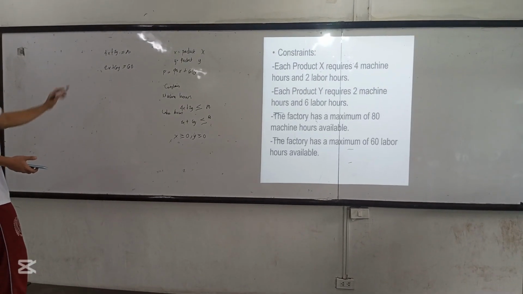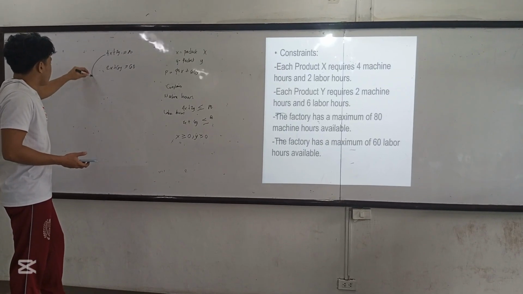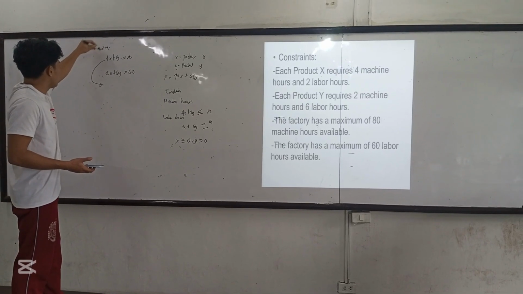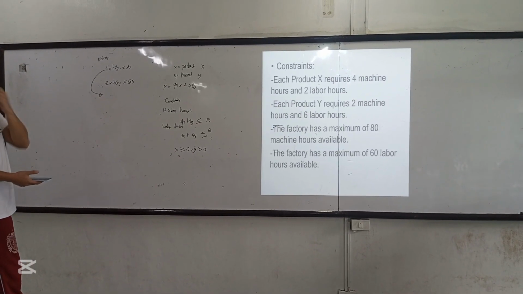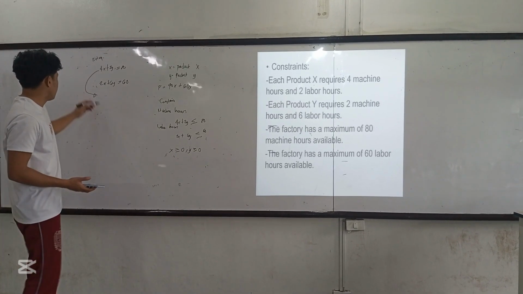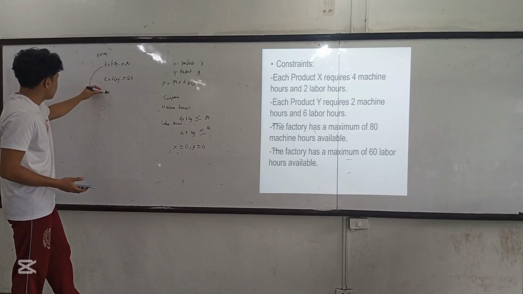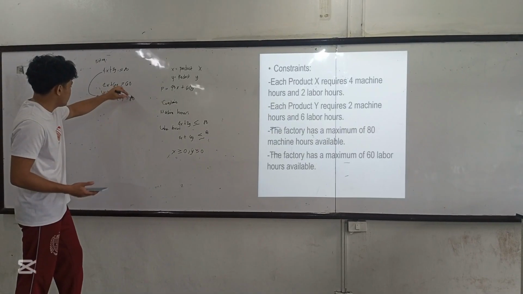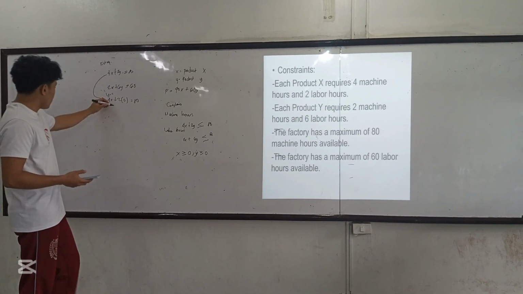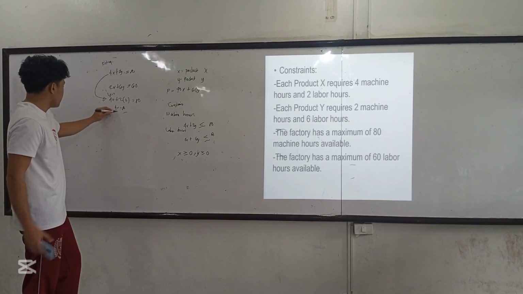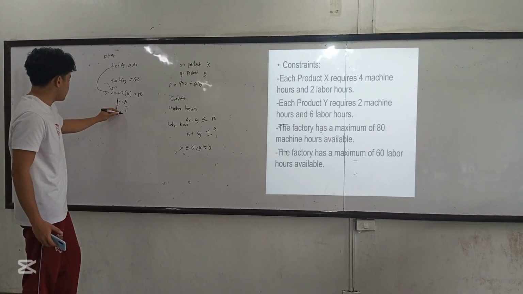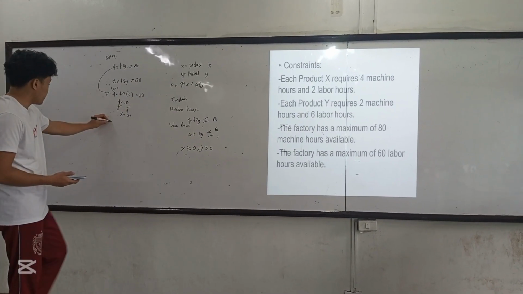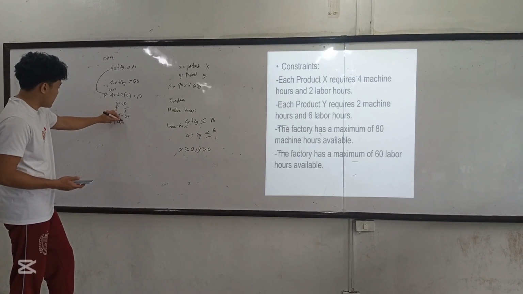Then next, we must find the points for our first equation. We set our y value to 0. So 4x plus 2 times 0 equals 80. So 4x equals 80, and dividing both sides by 4, x is equal to 20. Then our first point is x equals 20 and y equals 0.